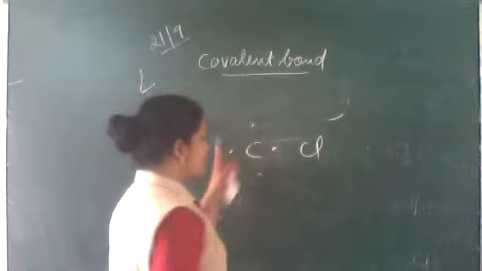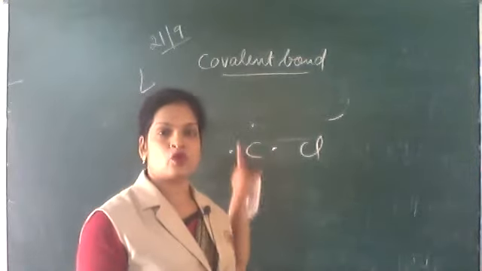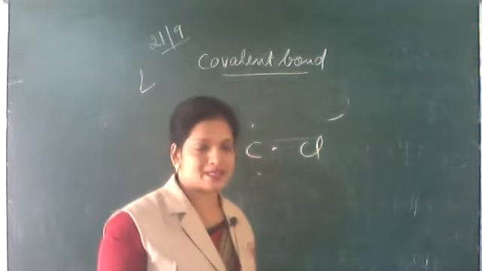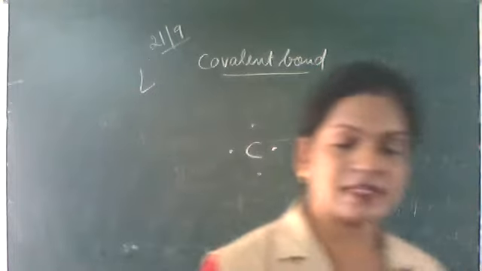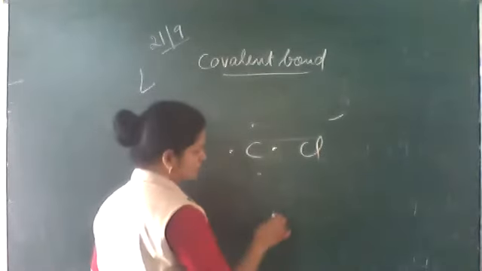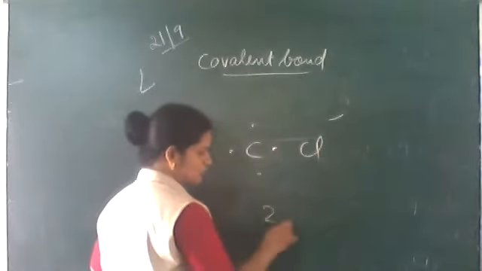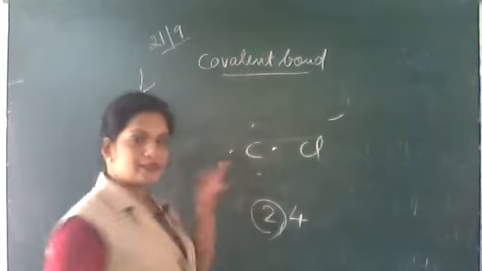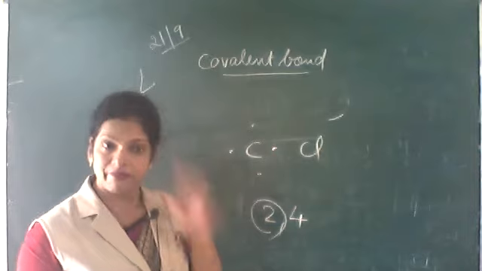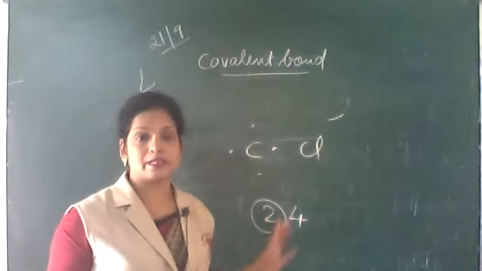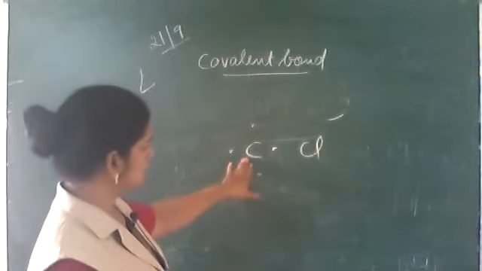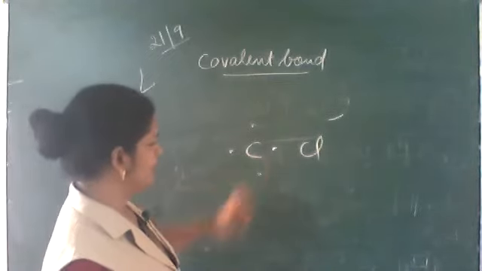So here, around carbon, I have shown only the valence electrons, not the inner shell electrons, because valence shell electrons take part in bond formation. So we write only the valence electrons. What is the atomic number of carbon? That is 6. Electron configuration 2, 4. These first two electrons I haven't shown. The 4 electrons are in the outermost shell or the valence shell. Valence shell electrons will be participating in bond formation.